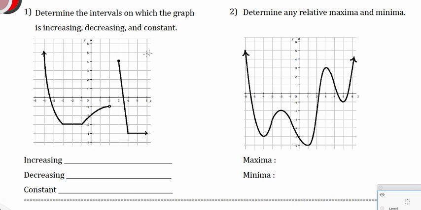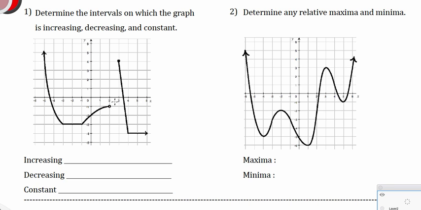Okay, so we are going to start with number one and determine intervals of increasing, decreasing, and constant. And to do that, we are going to work from left to right, and we're also going to use the x-axis or the domain to break up our intervals on where they start and finish. So our graph is going downhill, which is decreasing, and then it changes to constant, which is straight across. Then it goes back uphill, which is increasing.